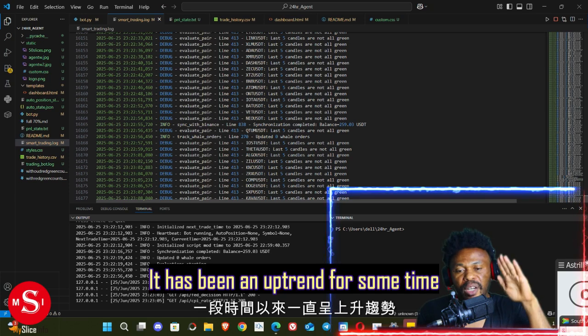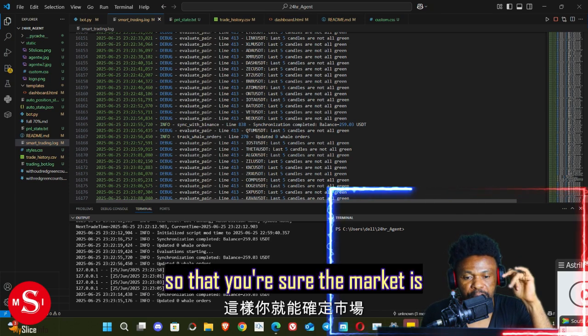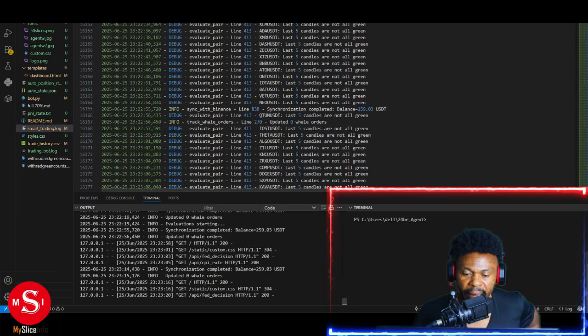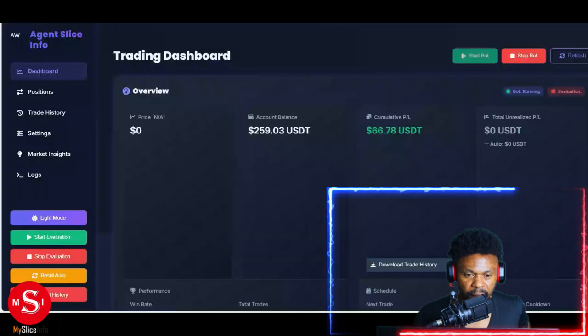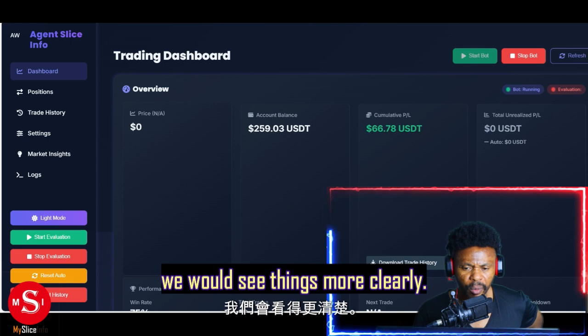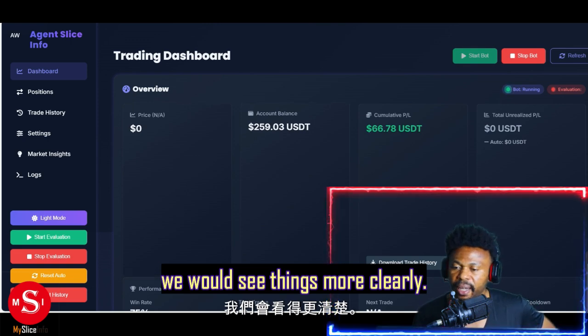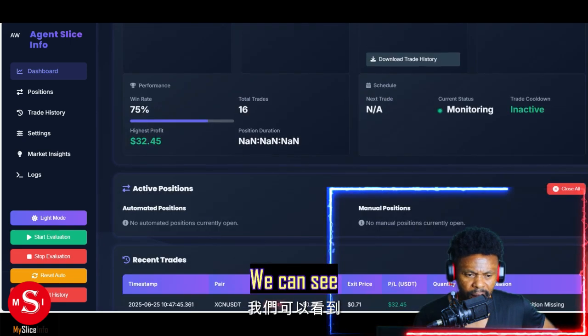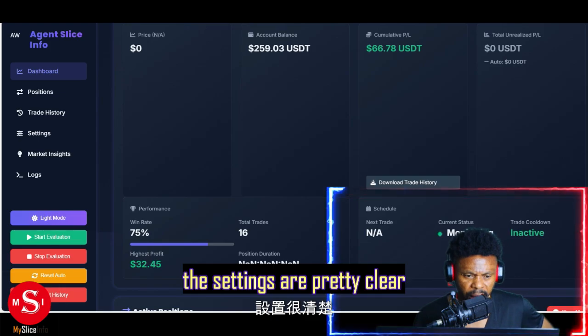It has been an uptrend for some time, so that you're sure the market is exhausted. And if we look at the dashboard, which is over here, we would see things more clearly. We can see the settings are pretty clear.